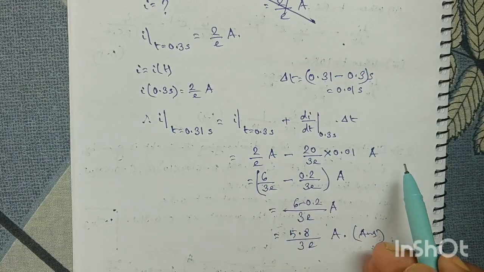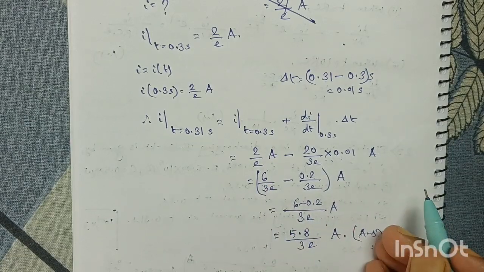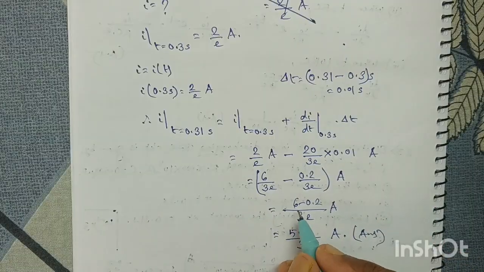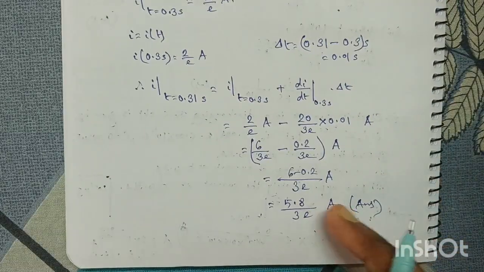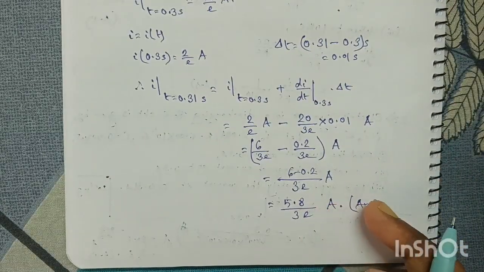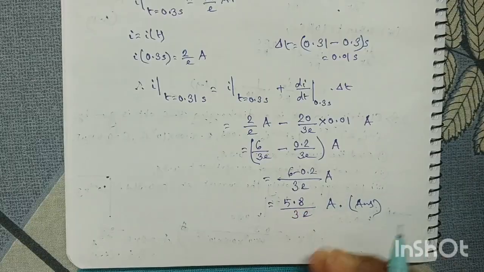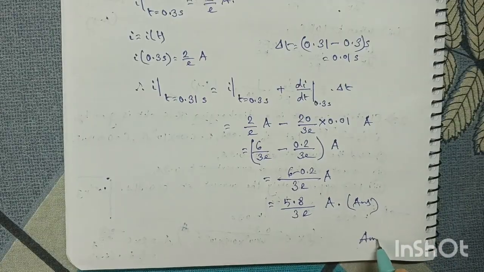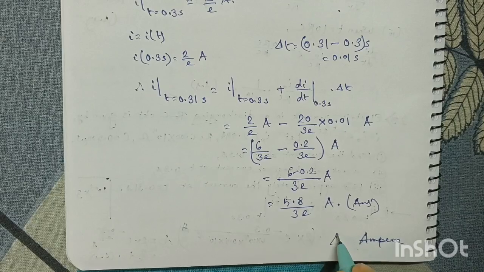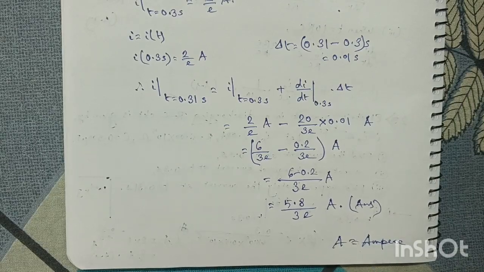Putting the values, we get 6 minus 0.2 by 3e ampere. Here A means ampere. Calculating, we get 5.8 divided by 3 into e ampere. Every time I say A, it means ampere. All right. You can take a screenshot of this.